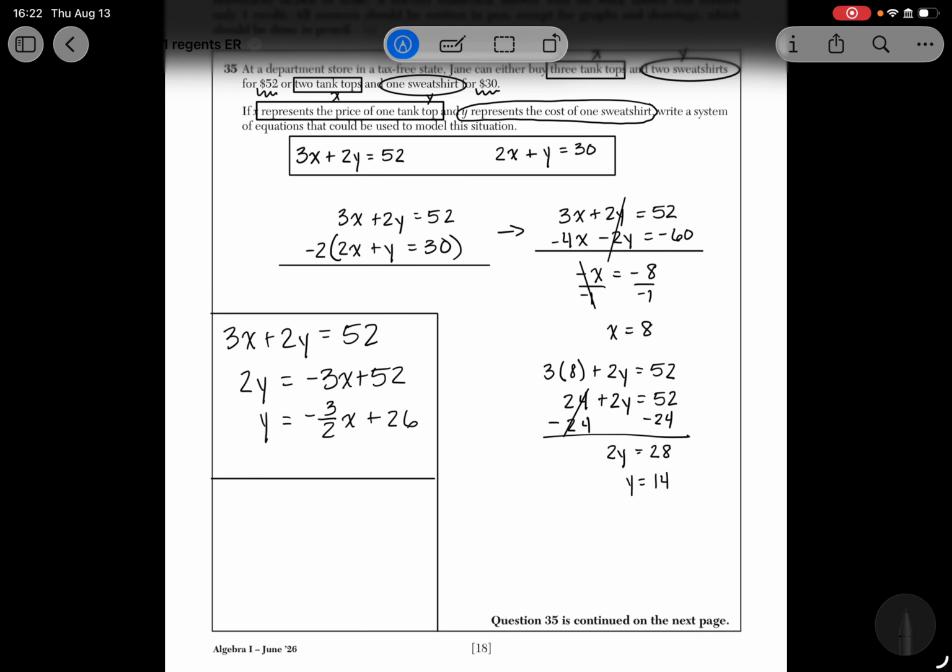So the second one is if she has 2 tank tops and 1 sweatshirt for $30. So we have 2x plus y equals 30. And we want to get y by itself, so we're going to subtract 2x from both sides. So y equals negative 2x plus 30. Now that we have these, we know that the slope is negative 2 over 1. And then our point is 0, 30.